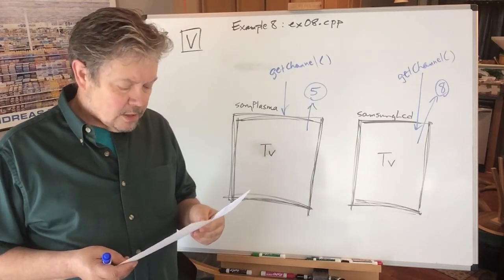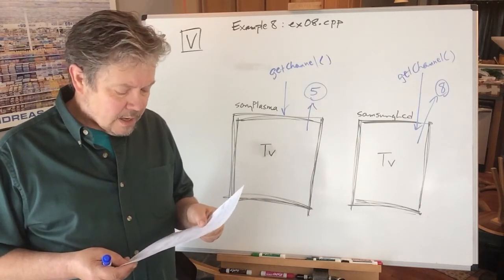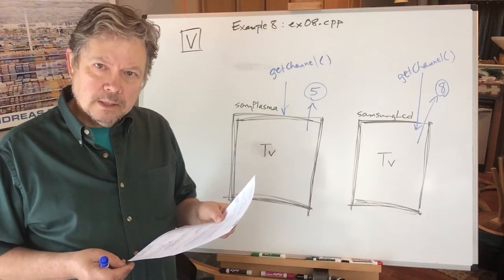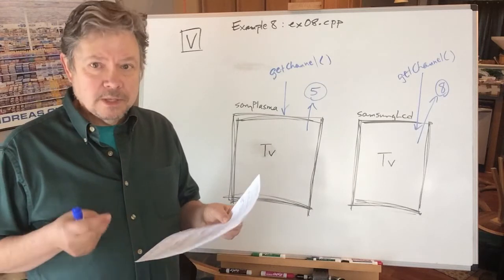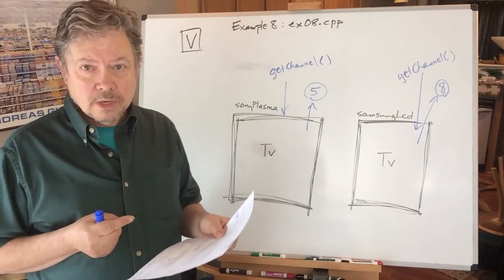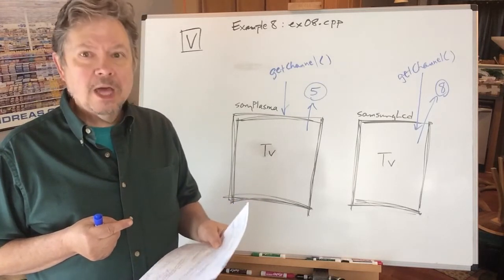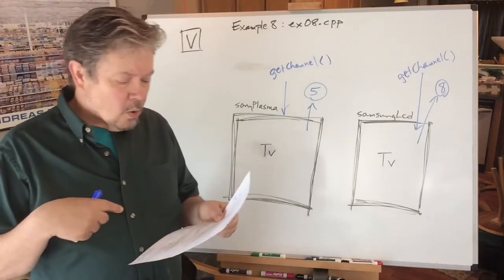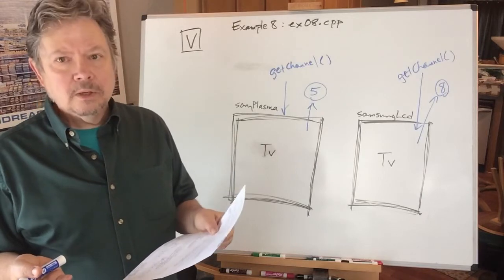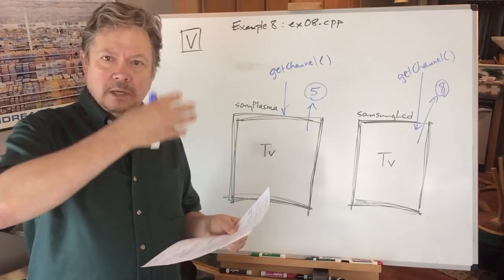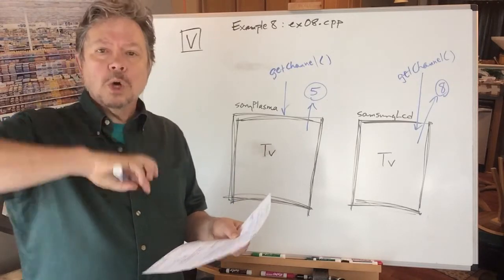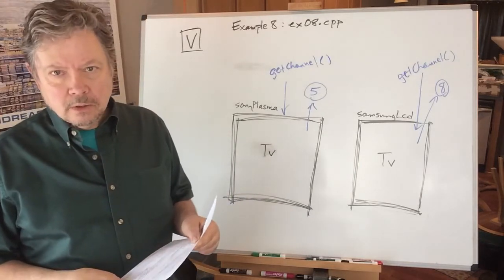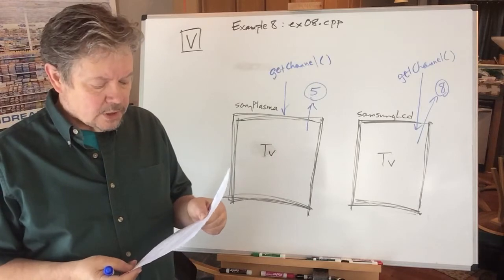Line 30 says Sony Plasma dot set channel up. Let me piece that apart again. Sony Plasma is the name of the TV object that I want to use right now. Dot set channel up. A dead giveaway, whether it's an accessor or a mutator, is typically going to be, does it say get, in which case it's an accessor, give me the value, or set, in which case I'm going to change something, that's going to be a mutator function. This one is a mutator, set channel up.